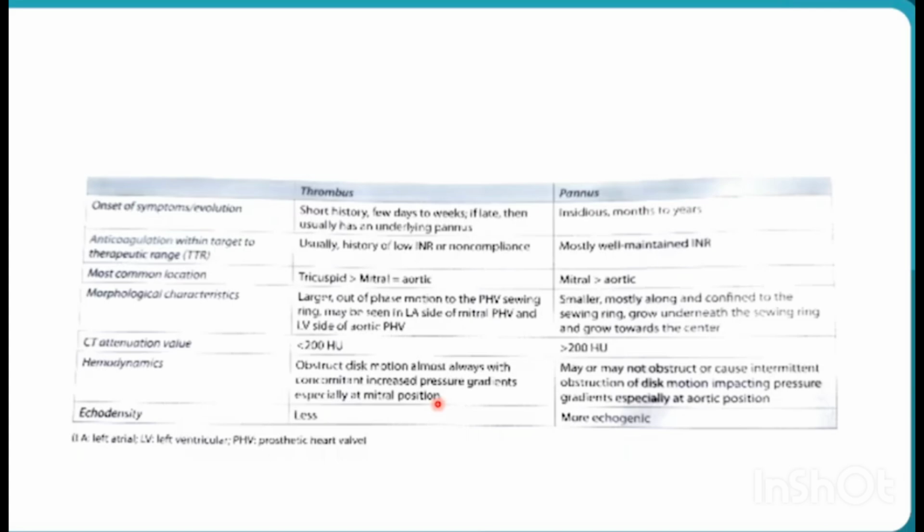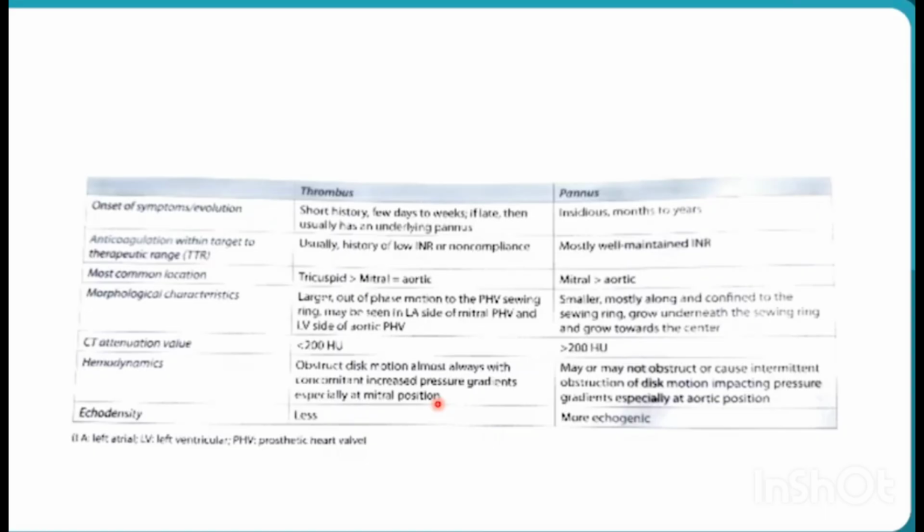Mitral prosthetic valves are more commonly involved than the aortic valves. Thrombus will have a history of non-compliance with the drug and low therapeutic INR, whereas pannus usually has a long history, well-maintained INR, and the patient will usually have no acute symptoms. Morphologically, thrombus is large with out-of-phase motion to the prosthetic heart valve, whereas pannus is smaller and most commonly confined to the sewing ring.